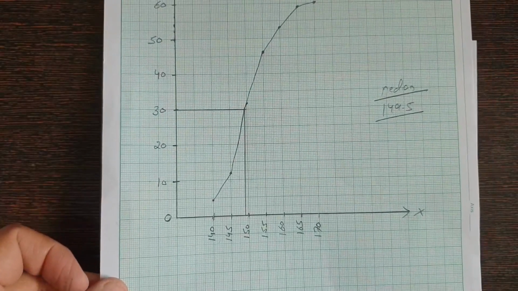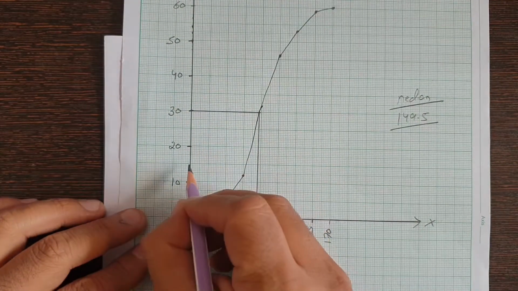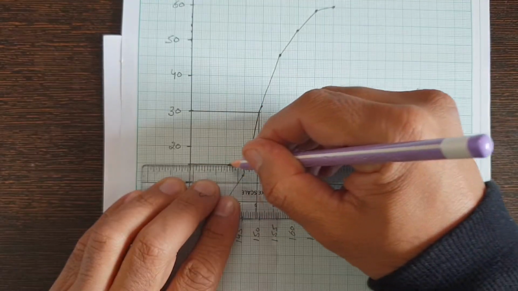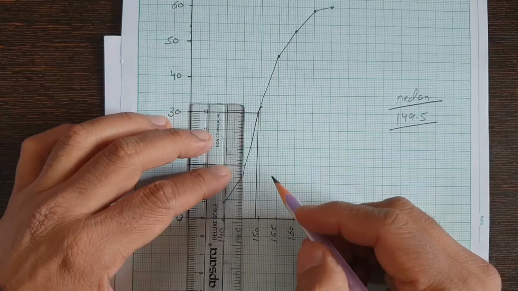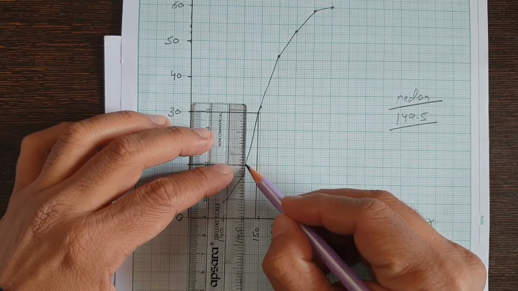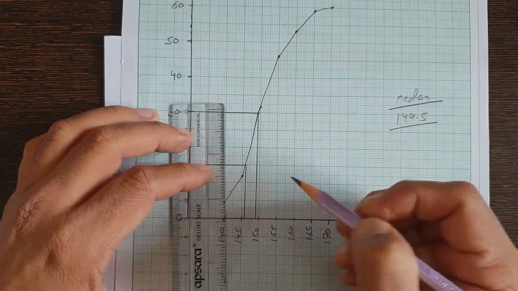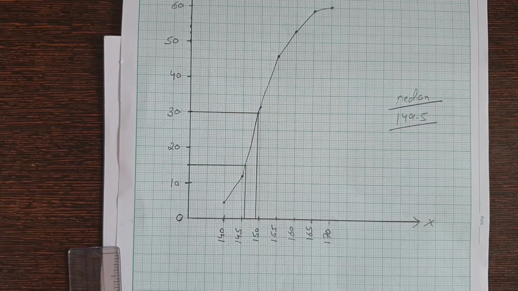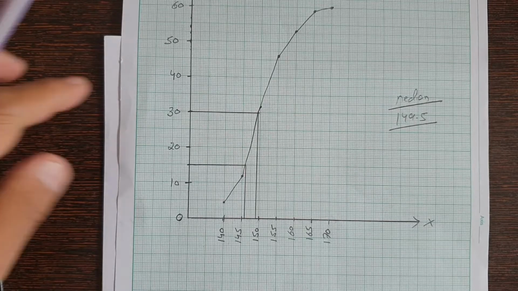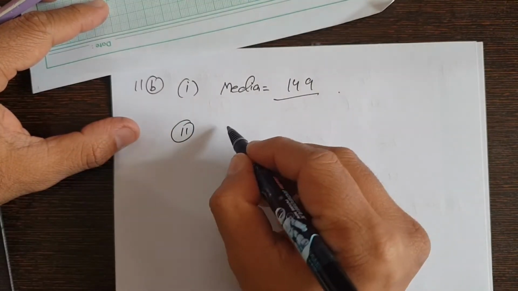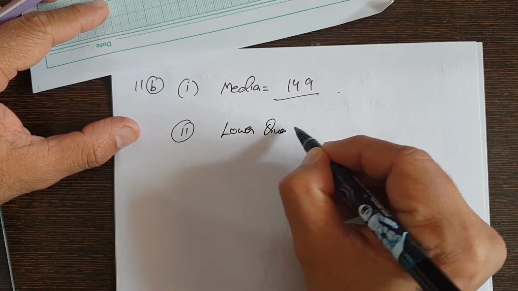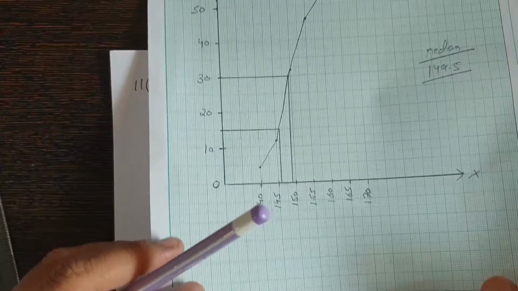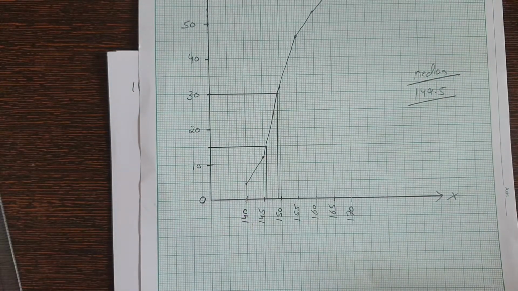Now lower quartile. We know that the lower quartile will be 60 by 4, which is 15. So here is 15. If we draw a line at this point, and then draw a perpendicular to this, it actually meets at 145.5 or 146. That's the same. So for part 2, the lower quartile is 146. You can see this meets at around 146 only.